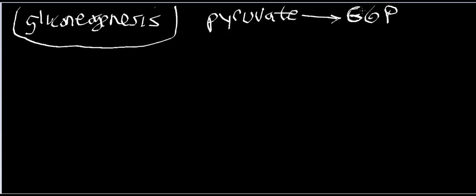Those are the only enzymes that we have to have different enzymes for, because those reactions are irreversible. A lot of it has to do with the fact that the free energy change is so negative in the glycolysis direction, so we have to use different enzymes. But the good news is you only have to do it for 3 enzymes. For the other ones, it's the same enzyme name.